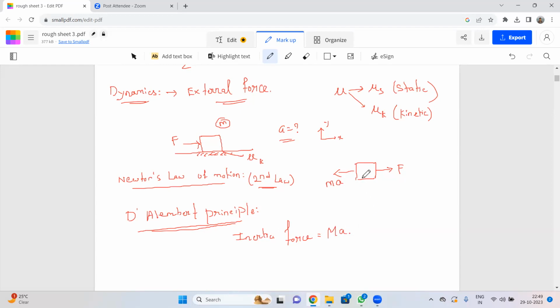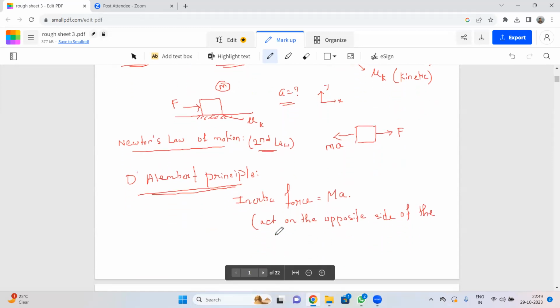So that will be in D'Alembert's principle: the inertia force will act on the opposite side of the motion. So our m into a, that is our inertia force, will act in the opposite direction.